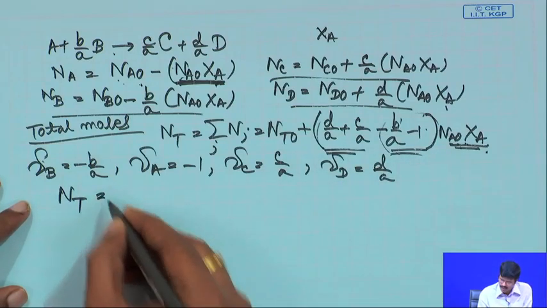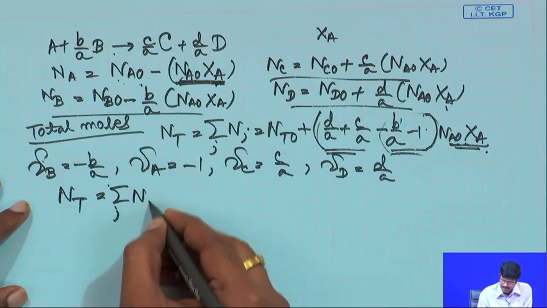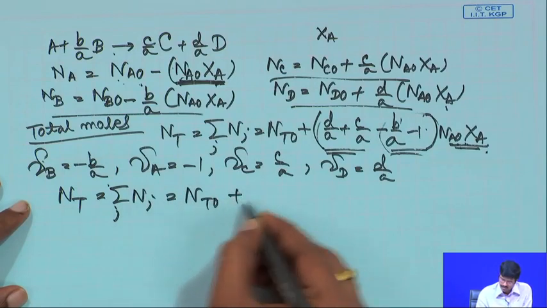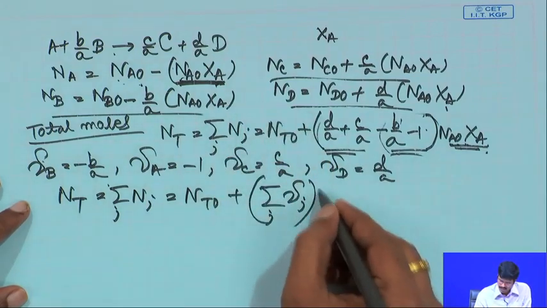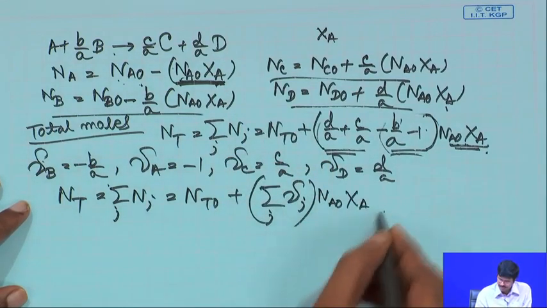So, in general then your Nt will be equal to the sum over Nj, which will be equal to Nt0 plus the sum over j, meaning all the stoichiometric coefficients you add up, into Na0 Xa.